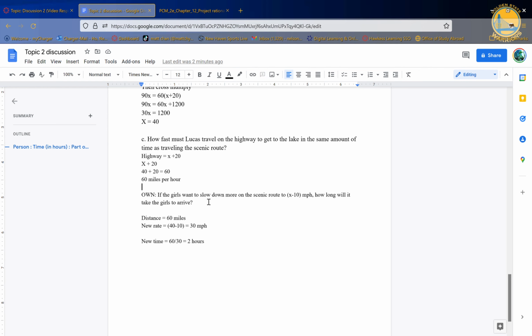Now, this is my open-ended question. If the girls want to slow down more on the scenic route to a rate of x minus 10 miles per hour, how long will it take the girls to arrive? So remember, the distance for the scenic route is 60 miles. The new rate is 40 minus 10 because it's x minus 10, and we know x is 40. So the new rate is 30 miles per hour. And now to get the new time, it'd be 60 divided by 30, and that gives us 2 hours. So it's a little bit longer. Thank you.